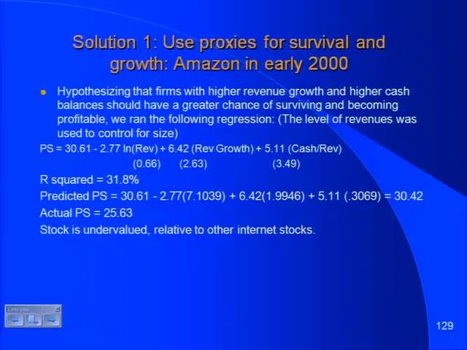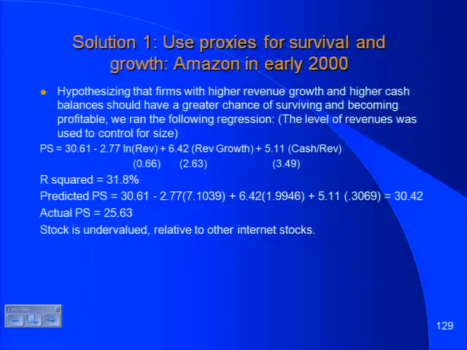So this is just across .com stocks. Here's what the regression looked like. The price to sales ratio for a .com stock in January 2000 was 30.61. That's the base. You can already see how high the multiple is. Minus 2.77 times the log of revenues. The bigger the revenues are, the lower the price to sales ratio is, which supports the first hypothesis.